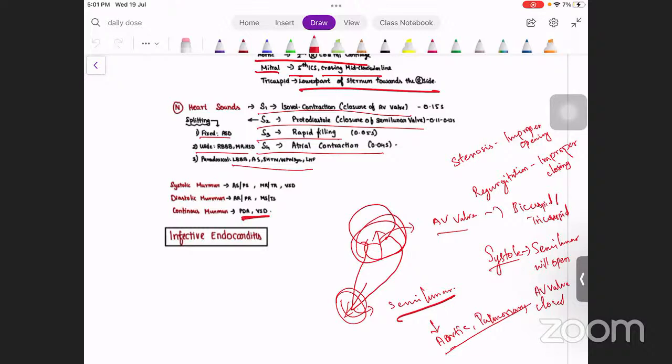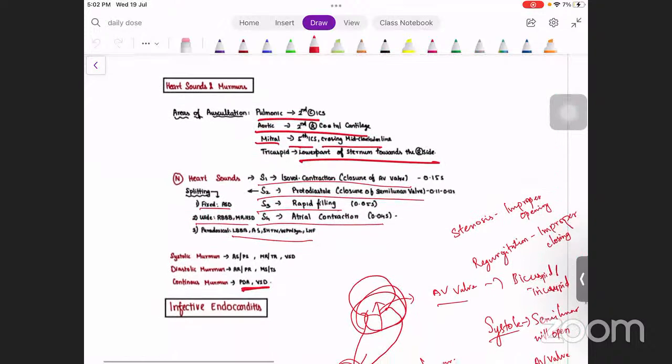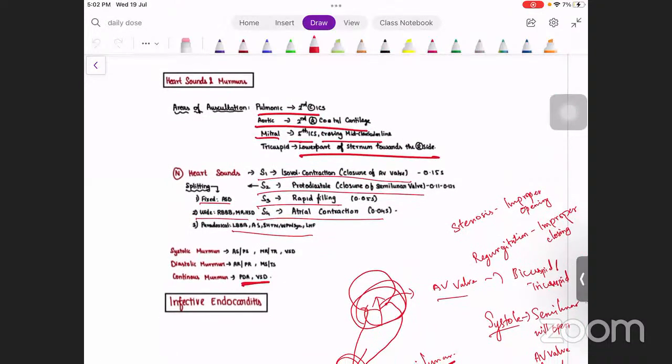While in diastole, it is exactly the opposite. Aortic regurgitation or pulmonary regurgitation and mitral stenosis or tricuspid stenosis, you may see the diastolic murmur. While the continuous machinery murmur is seen in VSD and PDA, patent ductus arteriosus. Okay, this is all about the heart murmur, people.